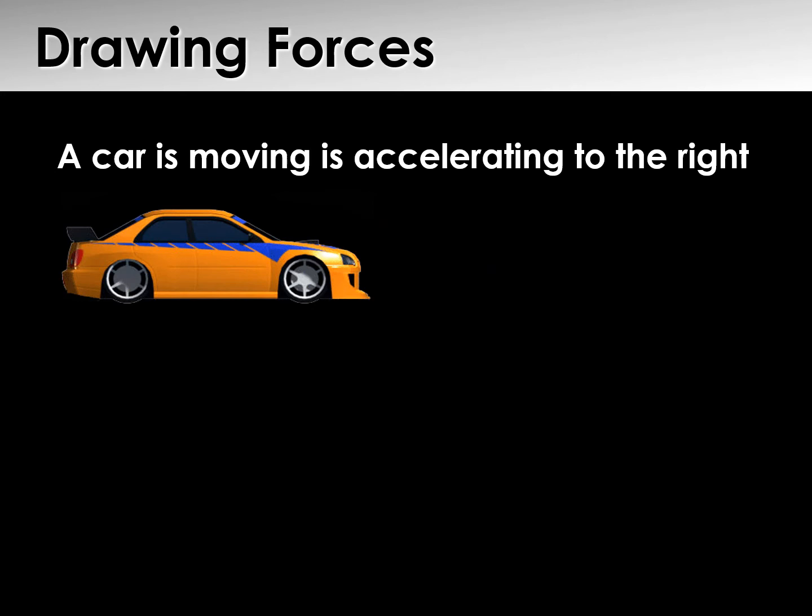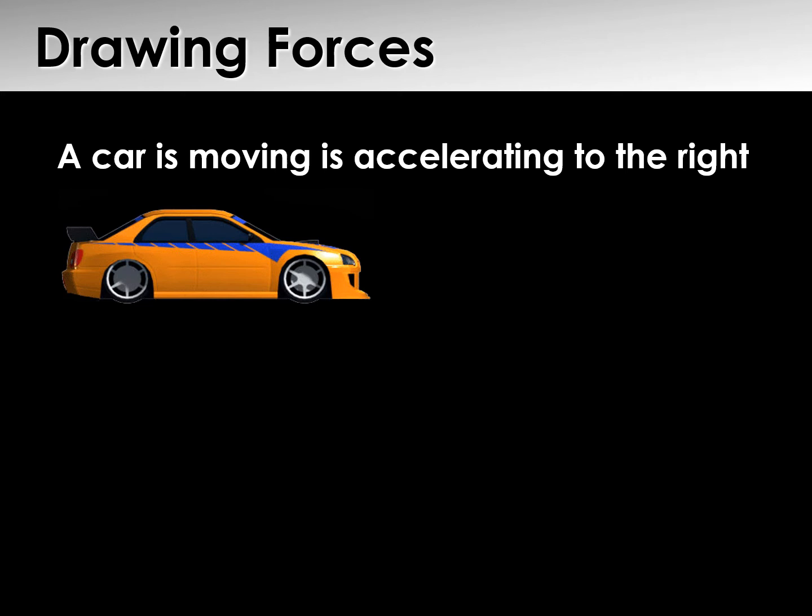In the last two examples, you had an apple that was not moving and a car that was moving at a constant speed or a constant velocity. So that means the forces acting on X and Y were balanced. So they had a net force of 0. But what happens when a car is moving and it's accelerating? For example, in this case, a car is moving and is accelerating to the right.